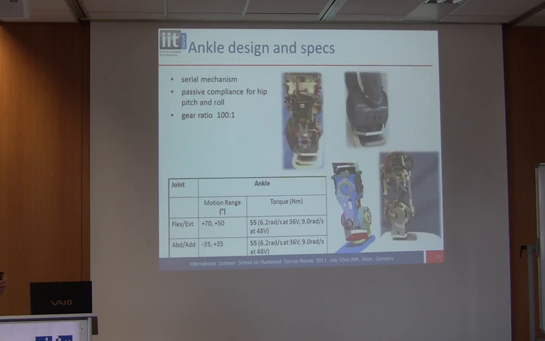Going down to the ankle, similar idea to the hip, we use the four-bar mechanism. The first motor is relocated a bit higher to move the center of mass of the lower leg more towards the knee.